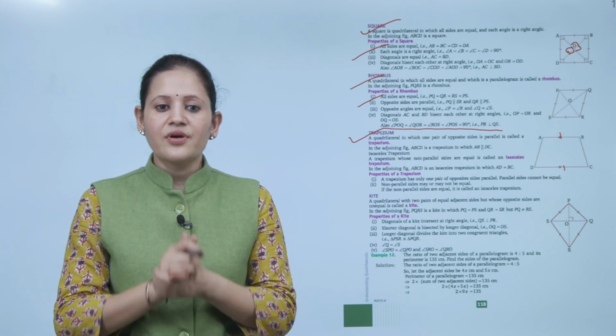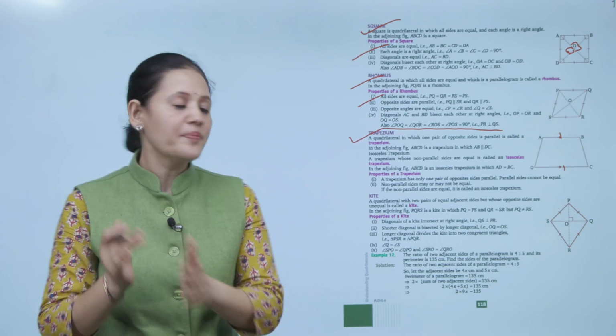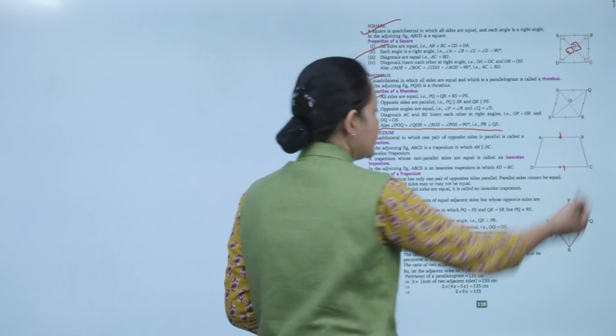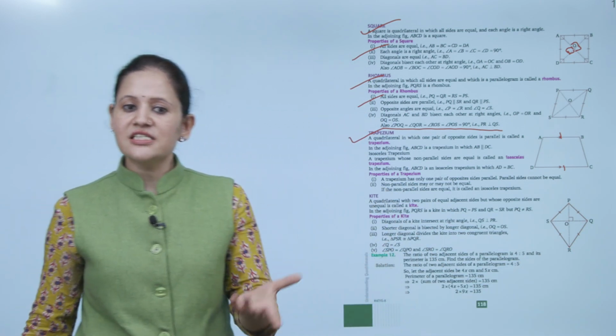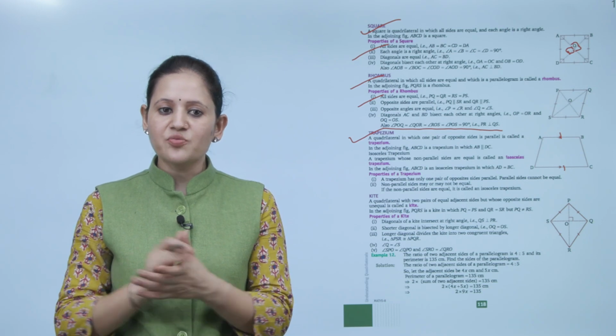A trapezium whose non-parallel sides are equal, that is known as isosceles trapezium. Non-parallel sides means AD and BC, if they are equal, that is called isosceles trapezium. In the adjoining figure, ABCD is an isosceles trapezium in which AD equals BC.